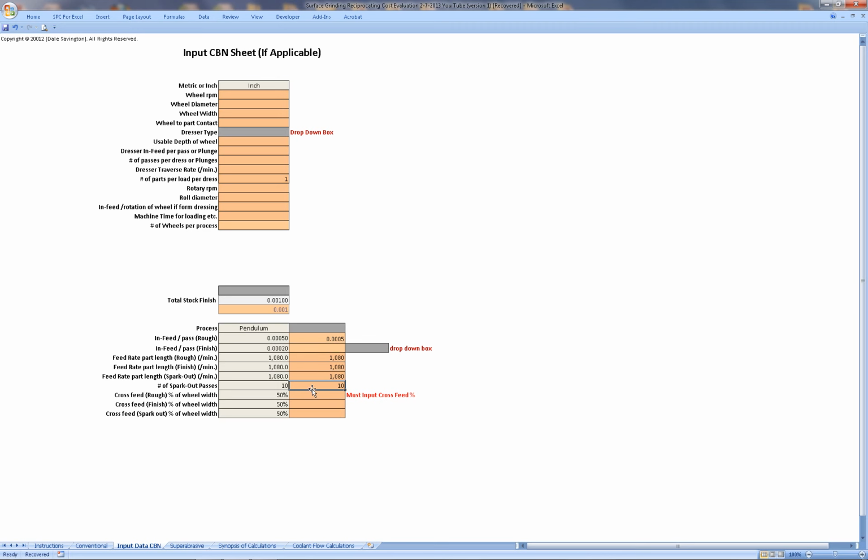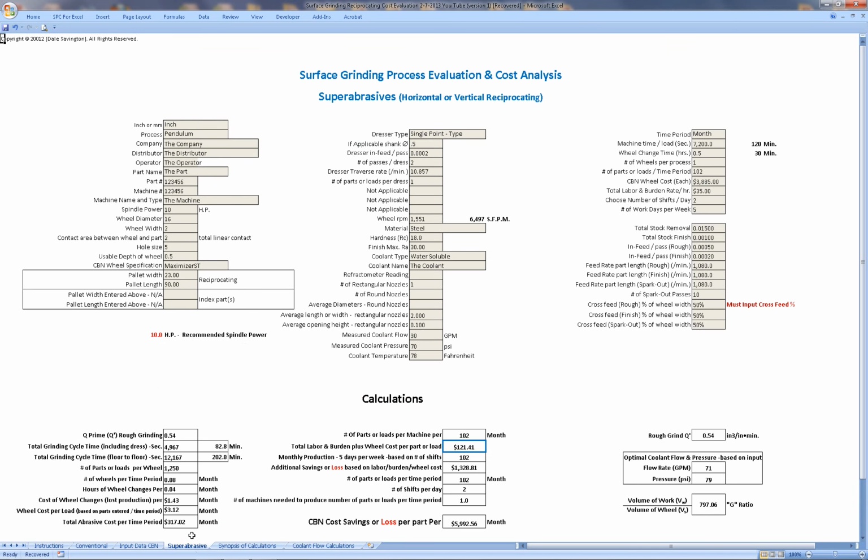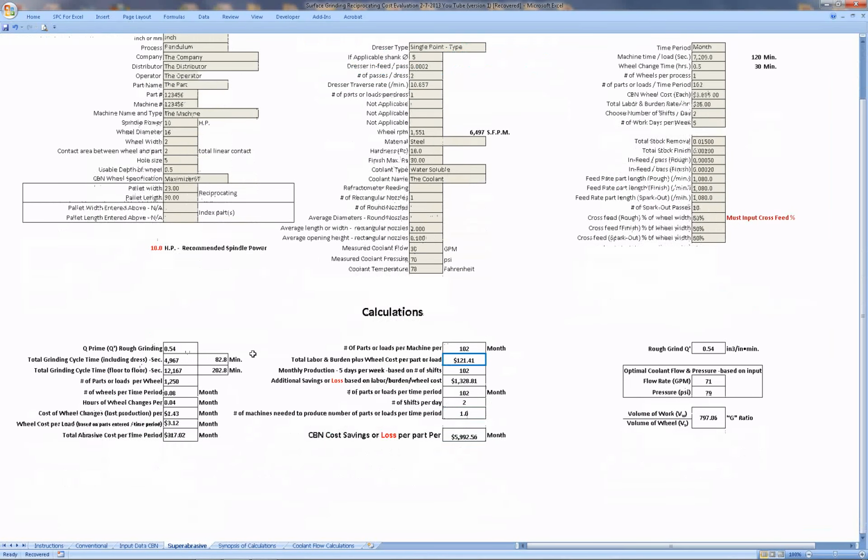You would see if we took the 10 out for the number of spark outs, we'd be 1. But in this case, we did 10. And then we go to super abrasives. Now, the super abrasives is actually taking all the data that we've entered in the conventional and the changes in the input data, and now calculating all the numbers.